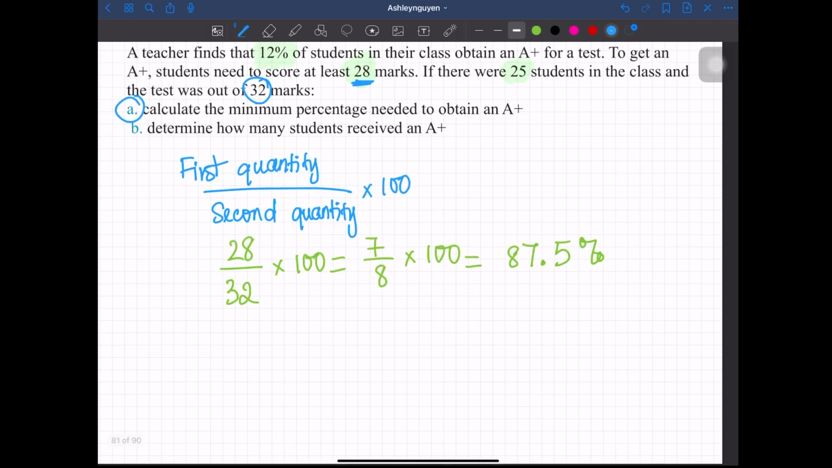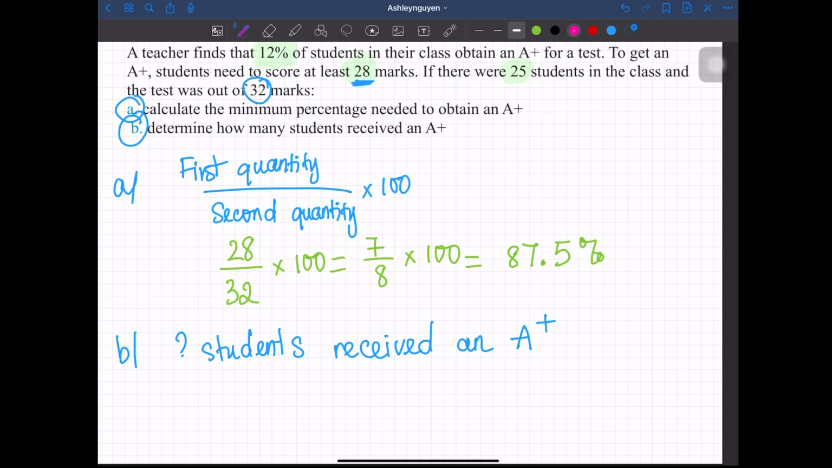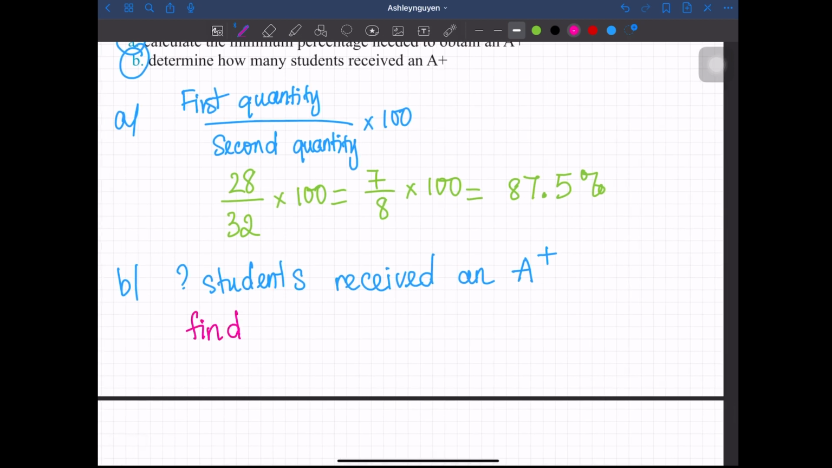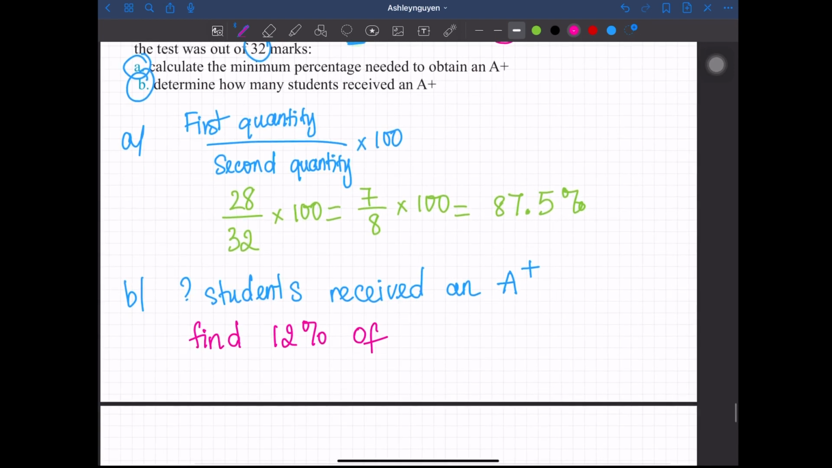Let's do question B. Determine how many students receive an A+. We notice there were 25 students in the class and only 12% of them obtained an A+, which means that we need to find 12% of 25 students.